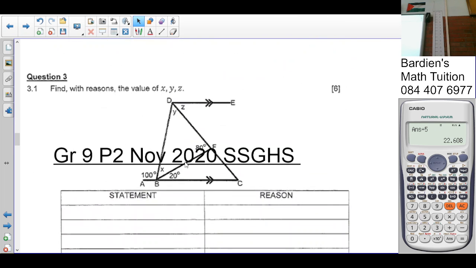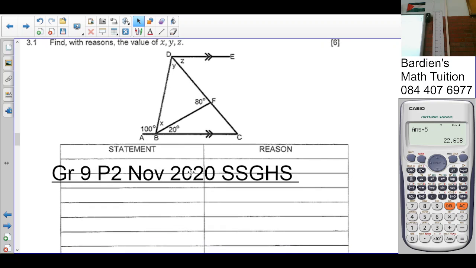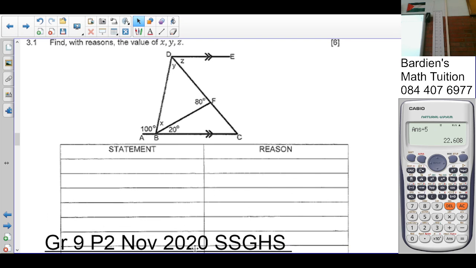Let's carry on. Now we're going to our favorite, geometry. It says, find with reason the value of x, y, and z. So I'm going to calculate x. Angles on a straight line.